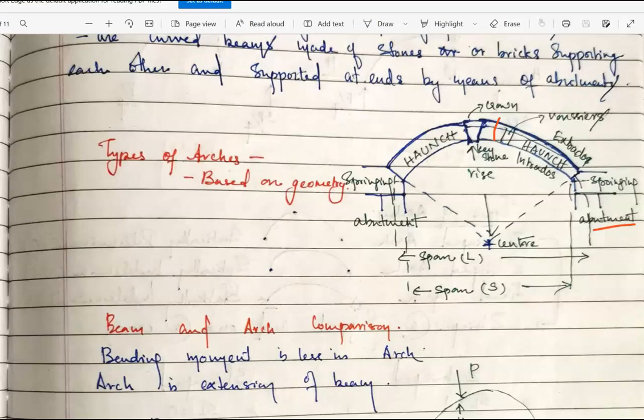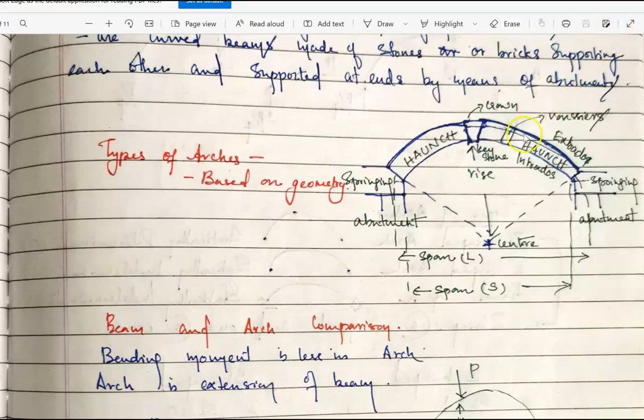Then you have the span, which is marked from the center line of the arch. Then you have the inner span. The topmost portion is the crown. Then this stone is known as the keystone. So these are the main parts of an arch which you need to study for the theory portion question.